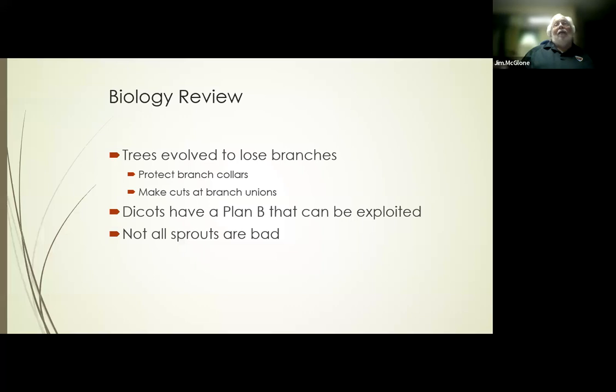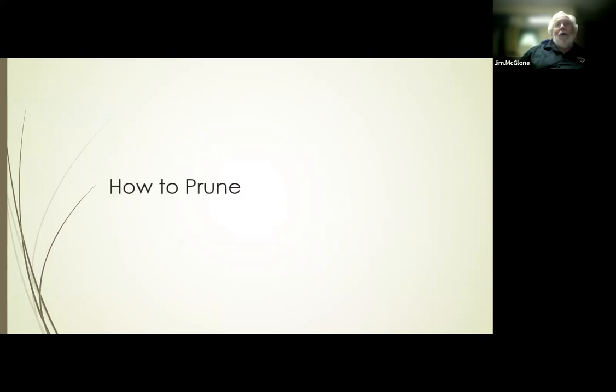And contrary to what some people will tell you, not all sprouts are bad. You've got to look at the tree and figure out why it is sprouting. Frequently they are bad, but sometimes it's not a bad thing. All right, any questions about tree biology?